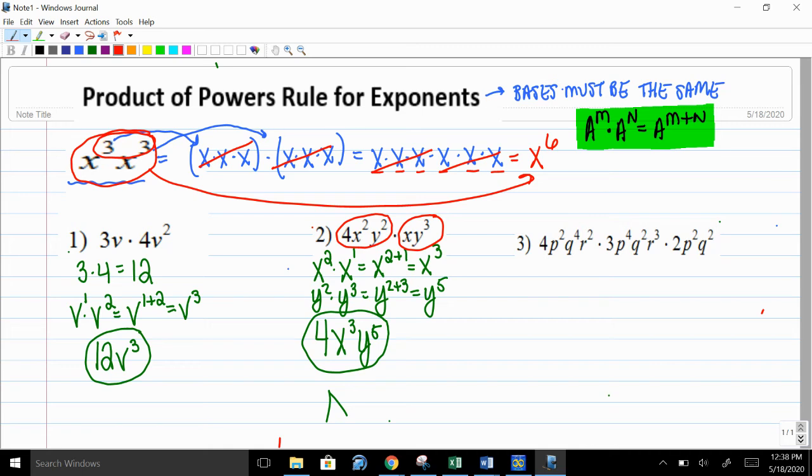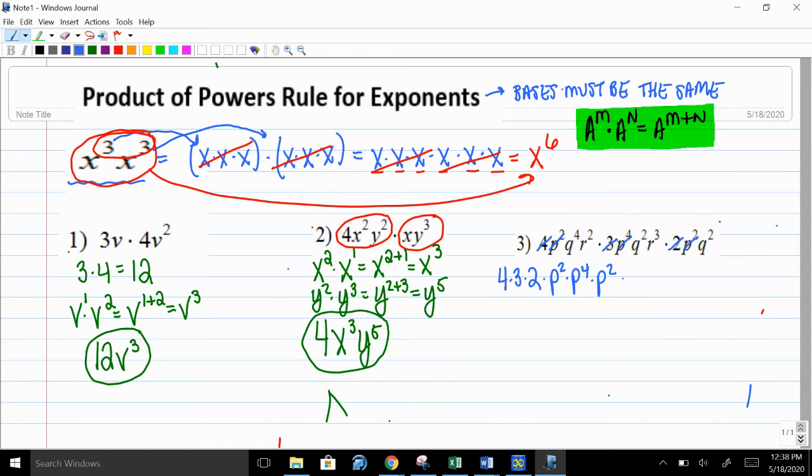Okay. So in number three, I can rearrange this however I want to make it convenient for me to work with. So if I want to do this, I can. I can take the 4, the 3, and the 2. I can put them together in the front. The 4, 3, and 2 are now in the front. Then I can put the p's next to each other. P to the second times p to the fourth times another p to the second. So I've moved the p's around.